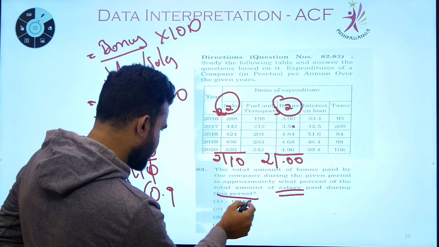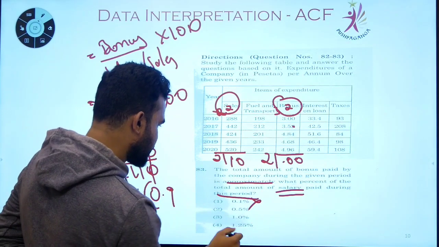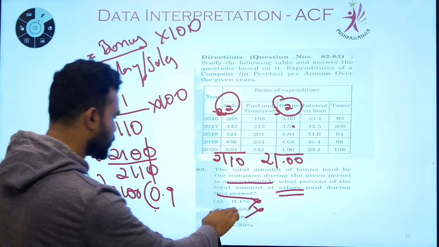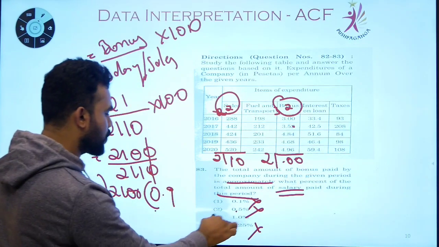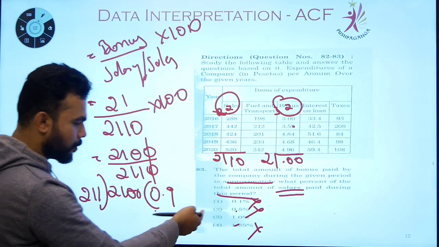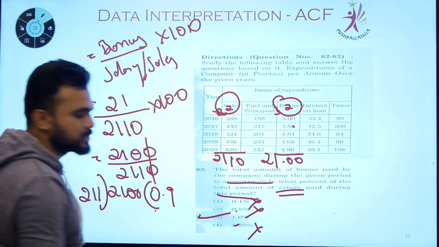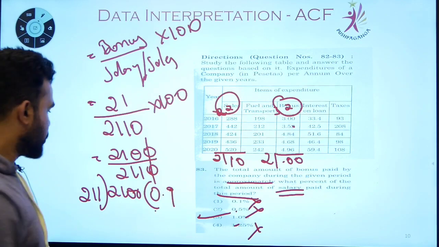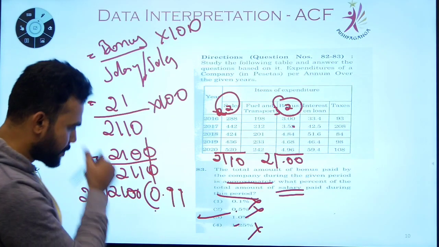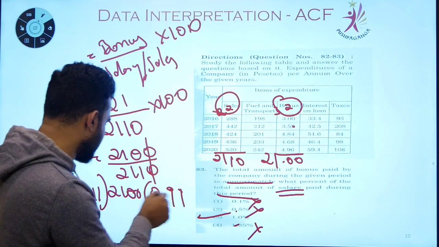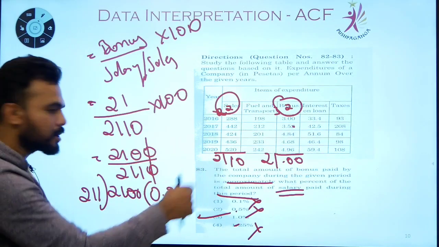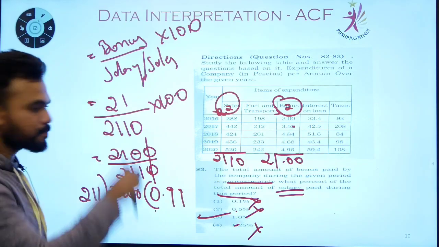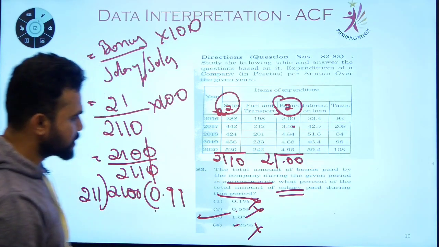So this cannot be the answer, since it is asking about approximately. 0.5 cannot be the answer because 0.5 is lesser than 0.9. 1.25 cannot be the answer because 1.25 is very much greater than 0.9. So the nearest answer is 1.00%, because it goes on the decimal 0.999%. Approximately 210 and 211 are almost near, so we go with 1%. Okay, so the answer is 1%.